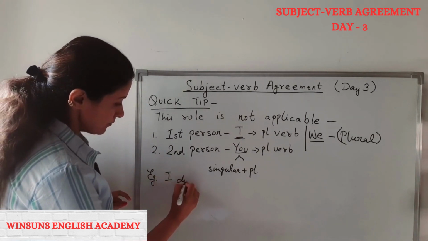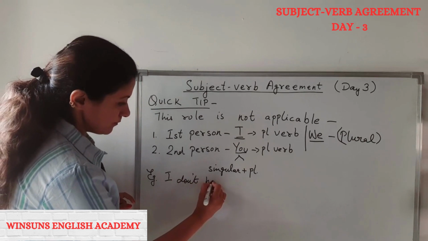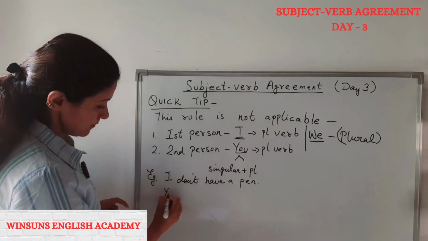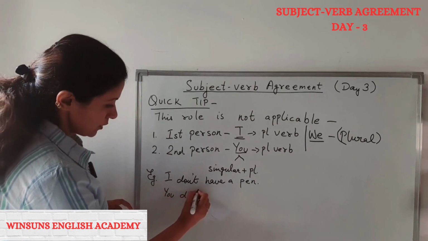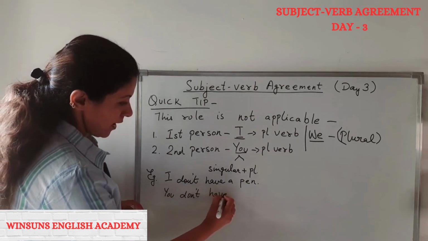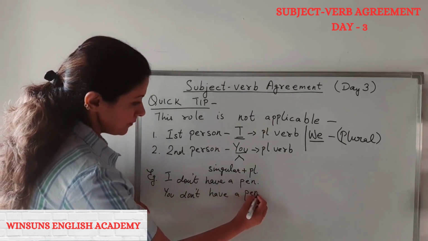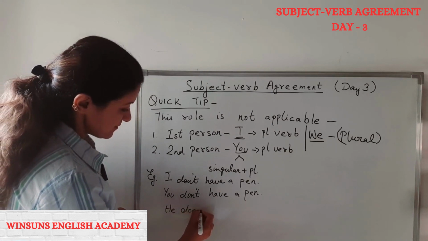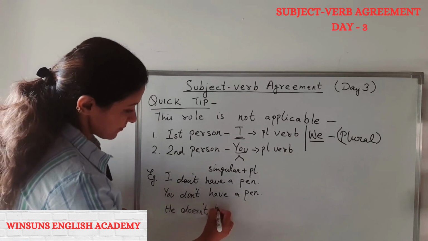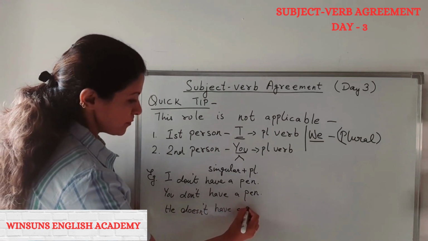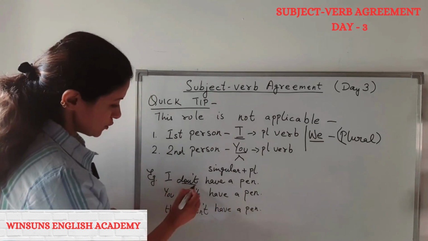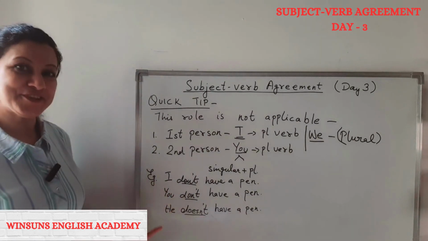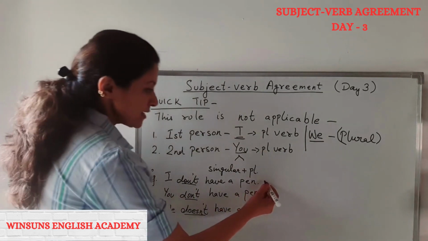I don't have a pen. I don't have a pen. You don't have a pen. Okay. He doesn't have a pen. Now see, don't, this is a plural verb. Don't, plural verb. Doesn't, singular verb. Okay. One more example.